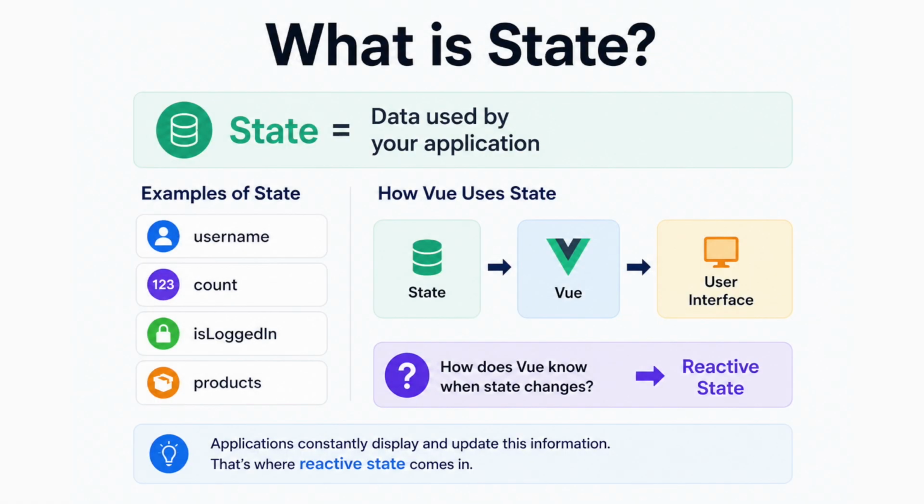Before we talk about reactivity, we first need to understand the concept of state. State simply means data used by your application. For example, a username, a counter value, a login status, or a list of products. Applications constantly display and update this information. The question is, how does Vue know when this data changes? That's where reactive state comes in.